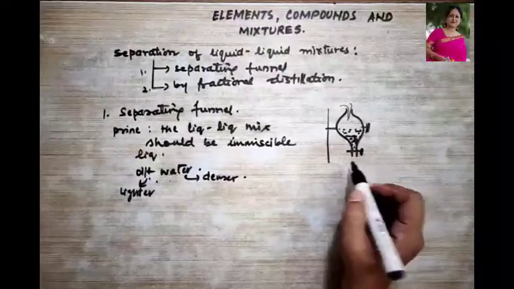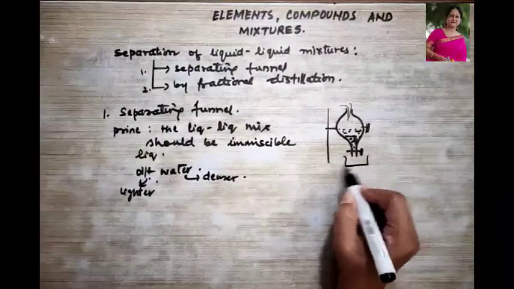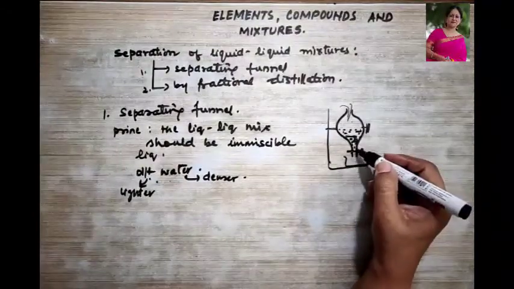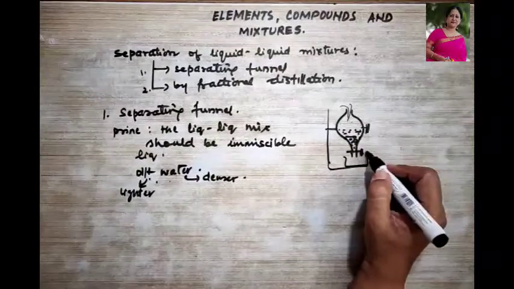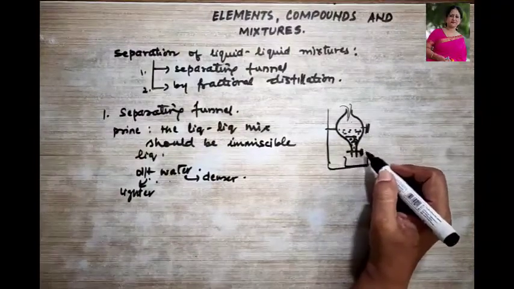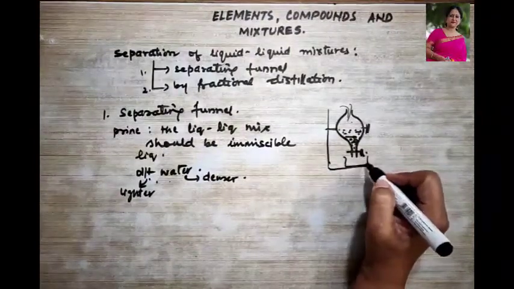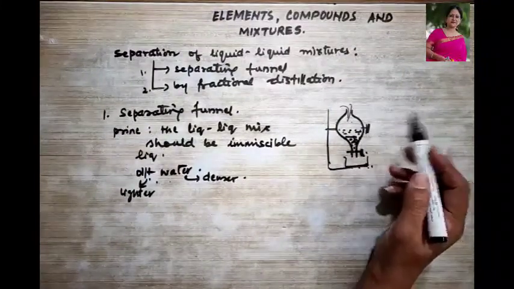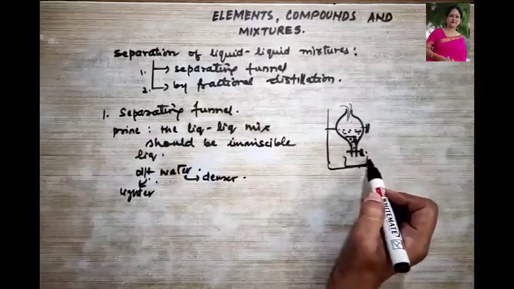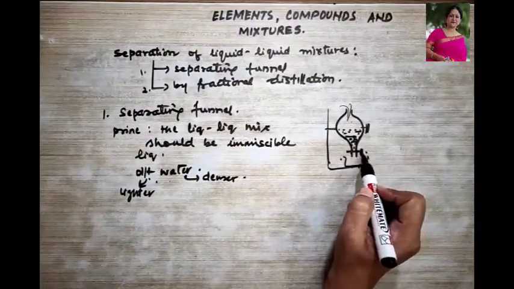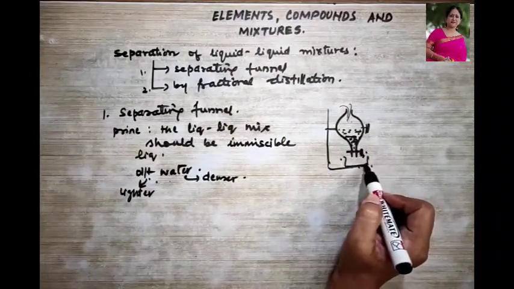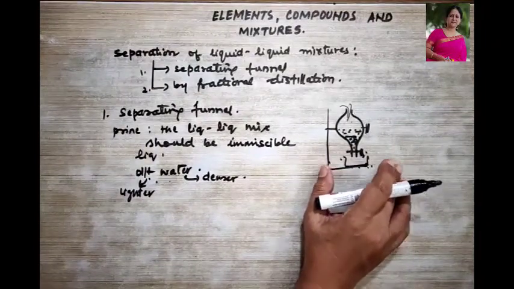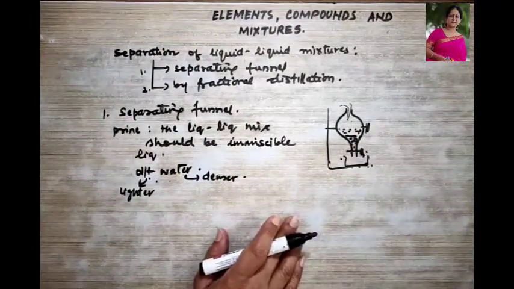So when you open this knob, what will happen? When you open the tap, let the water come down. As the water reaches the tap, we should close the tap, and in the first vessel we obtain the water. In the second part, once again, we bring another beaker, open the knob, and all the oil will be collected in the second flask. Clear? So this is how separation by separating funnel is done.